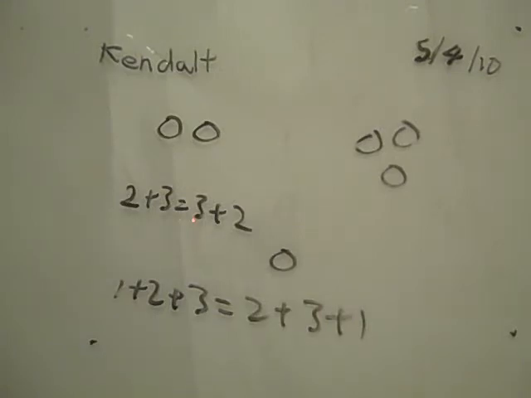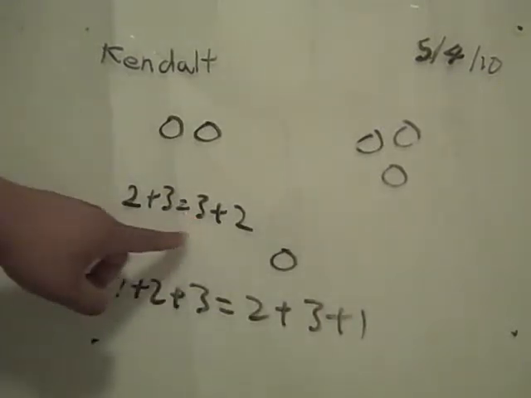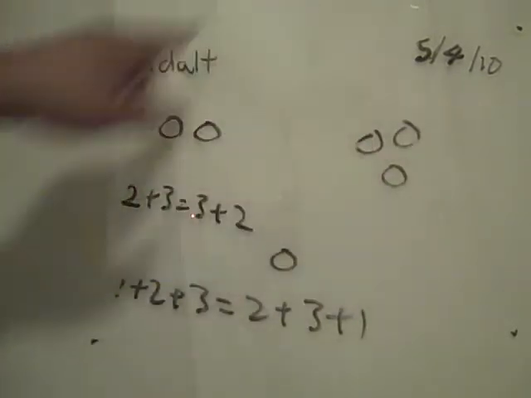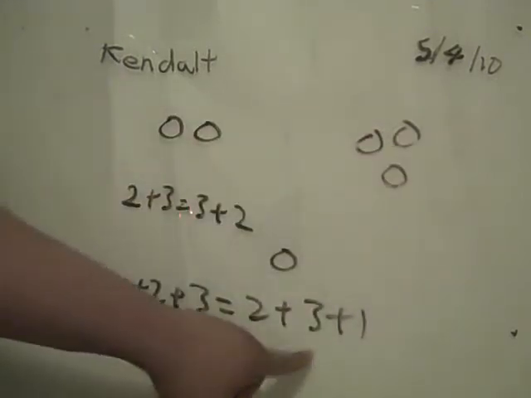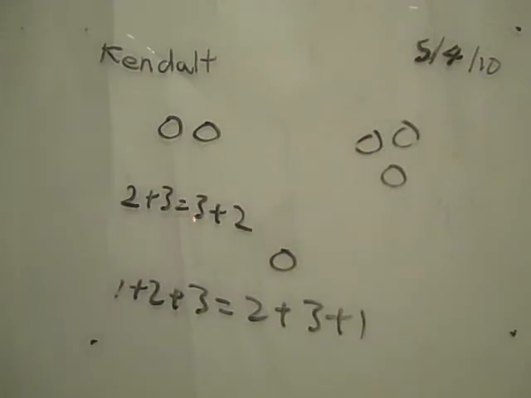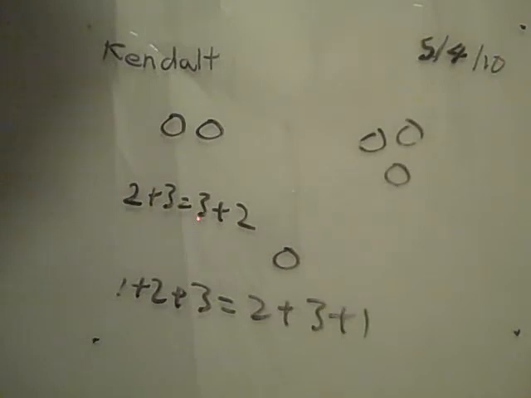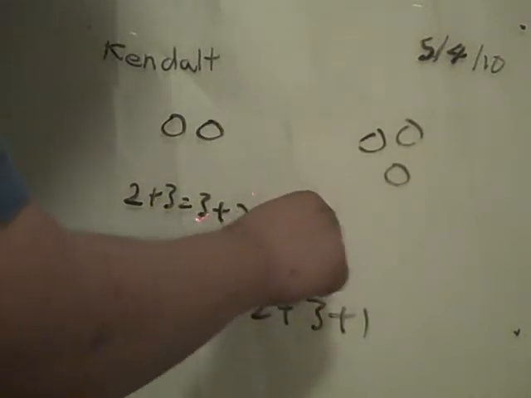I've written on the board what we learned last time, which is 2 plus 3 equals 3 plus 2. In other words, you can count these in any order. And I also wrote that 1 plus 2 plus 3 equals 2 plus 3 plus 1. So basically you can rearrange any numbers of additions. Now I'm going to make a magical wipe of the board. I'm going to erase all the circles.